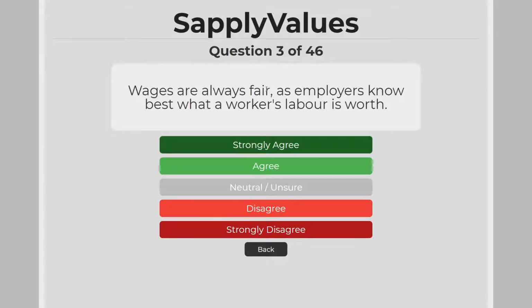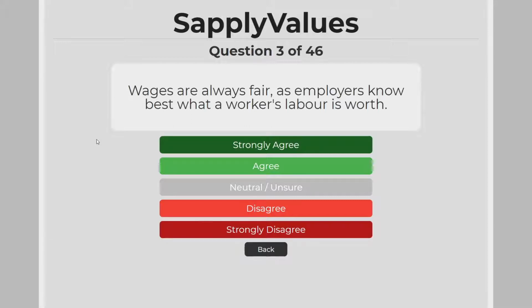Wages are always fair as employers know best what a worker's labor is worth. Yeah, I definitely disagree with this. Because if employees actually got paid fair wages, then people would actually be happy with their work. I mean, obviously there would be those outliers, but to me this makes no sense. I think the employers do have a sense of how much their labor is really worth, but the wages are not always fair.